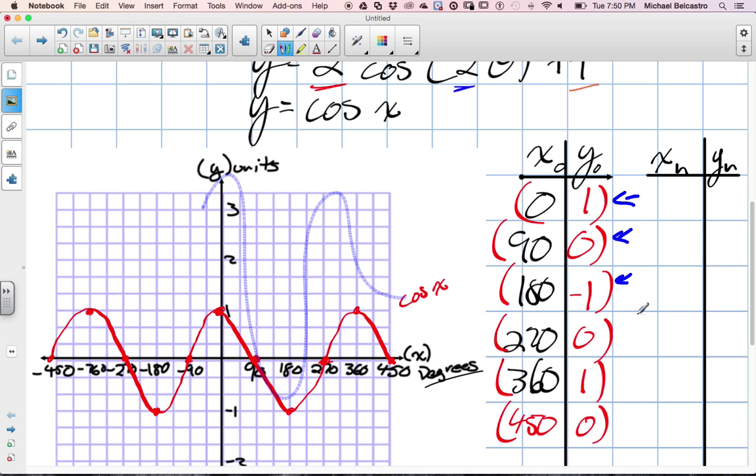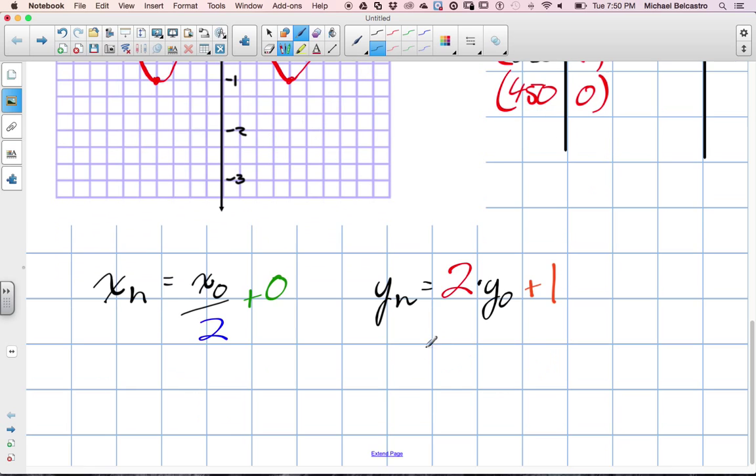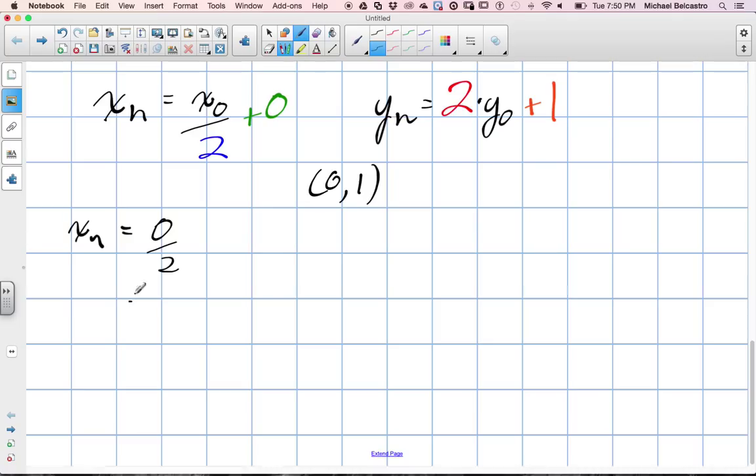These 1, 2, 3, 4, 5. These are 5 major ones. And from those 5 major ones, we'll probably be able to find out the pattern again. So the very first one is 0, 1. So our new x is equal to our old x, and our old x was 0, so 0 divided by 2. We don't need to put plus 0. So our new x is still 0.